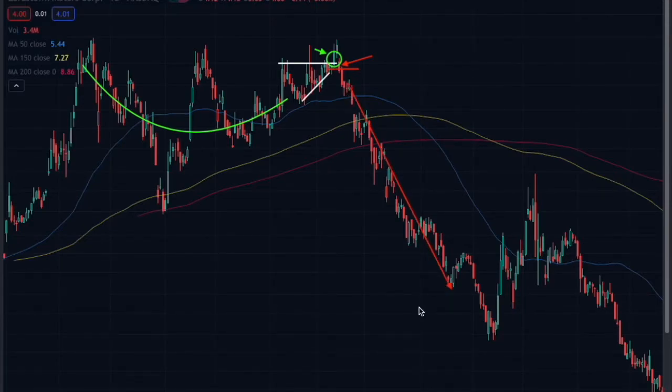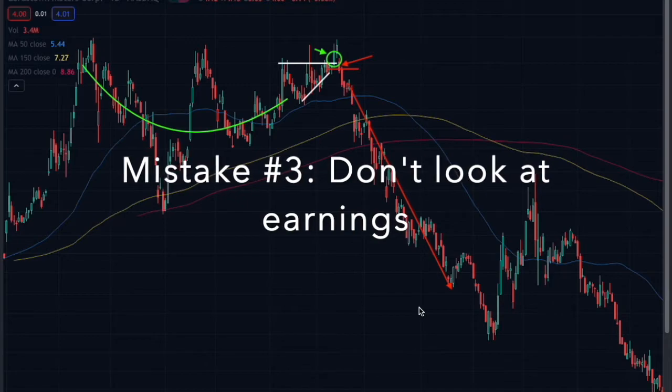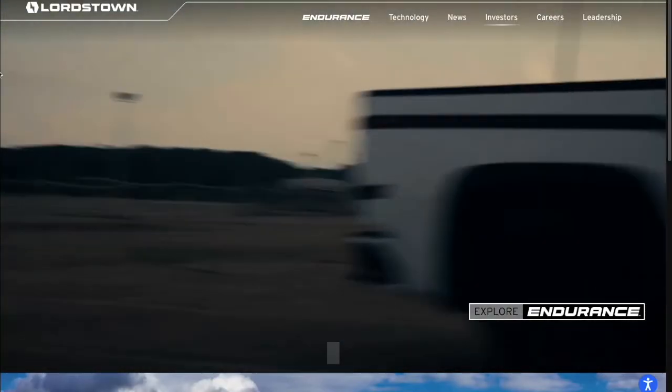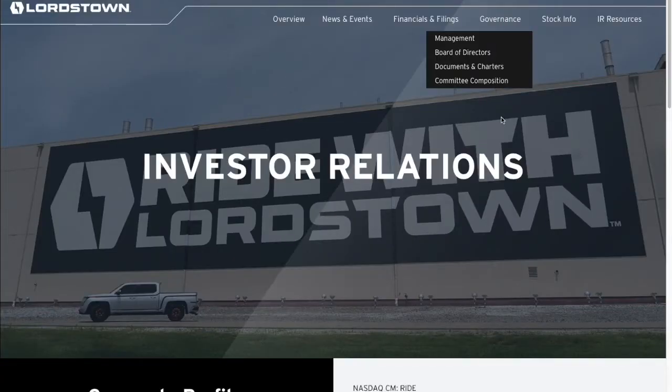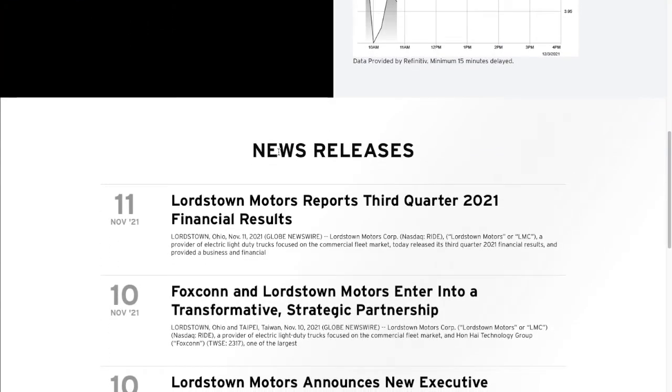Okay, now on to the third and perhaps most important mistake that new investors make, not looking at earnings of the stock they own. So the easiest way to check the financials is to go directly to the company's website. So we start at the home page and find the Investor Relations tab. And let's look at the latest quarterly earnings press release. News releases, this seems to be the latest one.